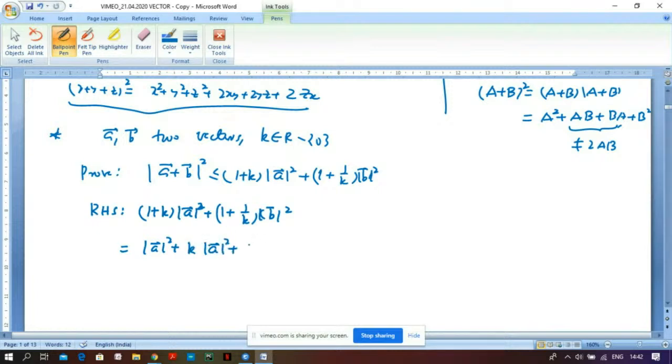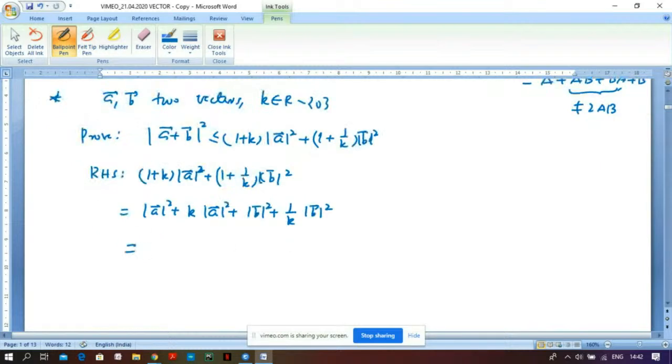That is simple opening up. Modulus b squared plus 1 by k times modulus b squared. Let me pair them up. This is k times modulus a squared. So I'll write this as modulus a squared plus modulus b squared, plus k modulus a squared plus 1 over k modulus b squared.